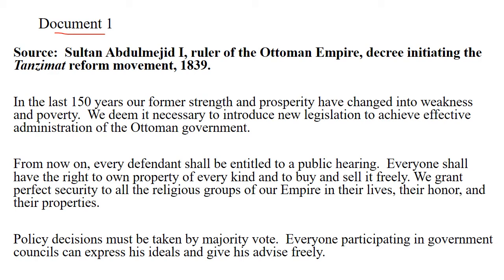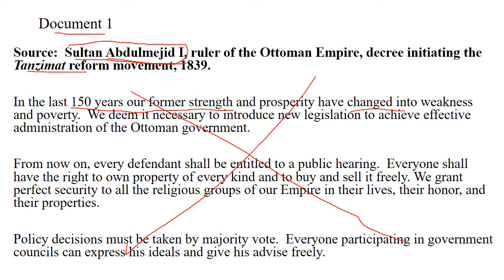Here it is, document 1, Sultan Abdulmajid I, ruler of the Ottoman Empire, decree initiating the Tanzimat reforms. And I really don't need to read this document anymore if I know what a Tanzimat reform is. If I know that, I know that it's an enlightenment movement from these guys in the Ottoman world. They're emulating the West all day long, and they're doing it because their empire is crumbling before their very eyes. And so this is one of the sultans that's trying to do that. And again, notice right off the bat, our 150 years before now of strength and prosperity have changed into weakness, and we've got to stop that.